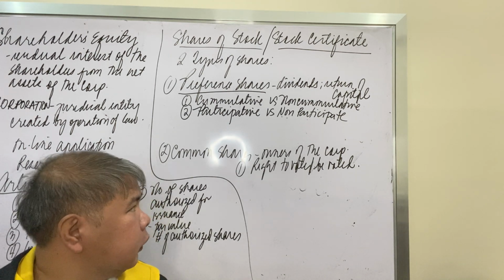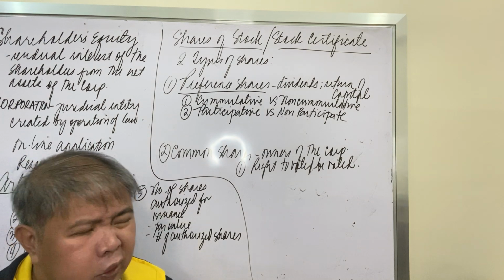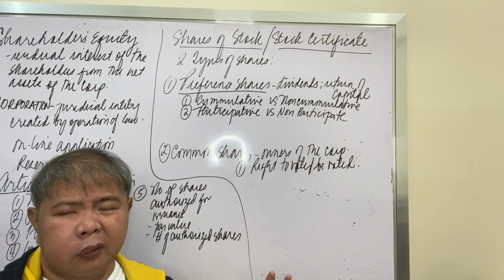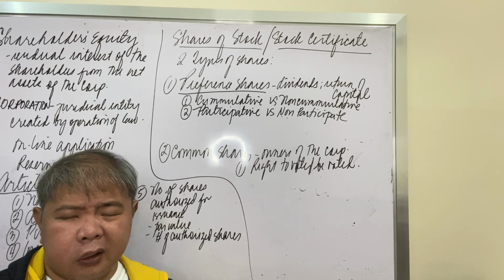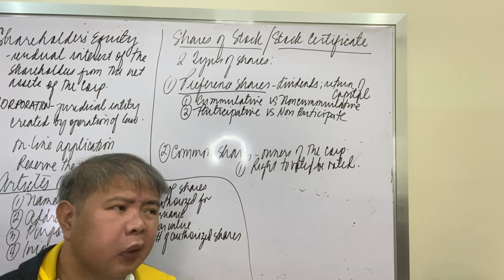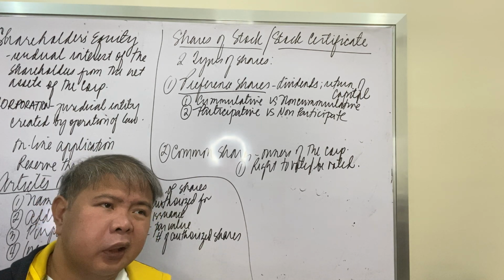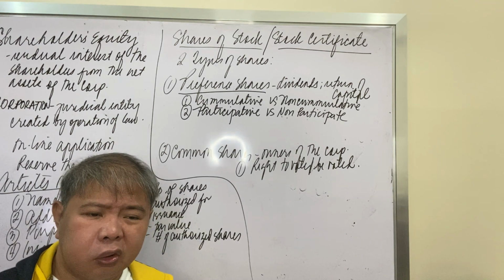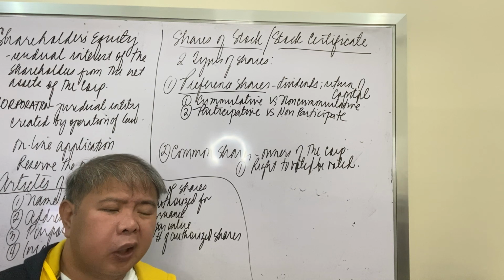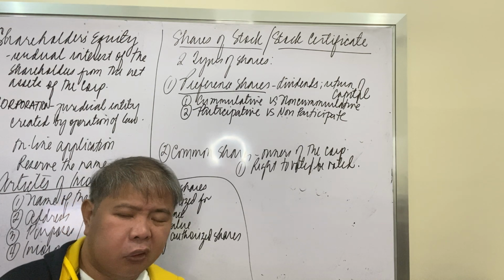Okay, so essentially those are the types. Then there are convertible and non-convertible preference shares. Convertible means the shareholder can convert the preference shares to common shares, as against non-convertible shares, where you stay as a preference shareholder throughout your life in the organization.